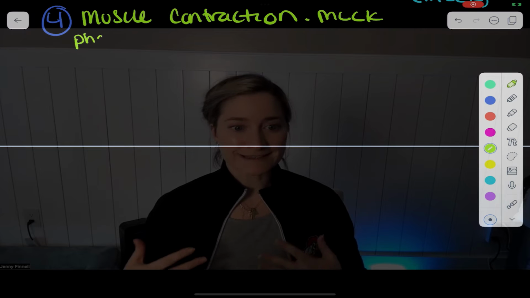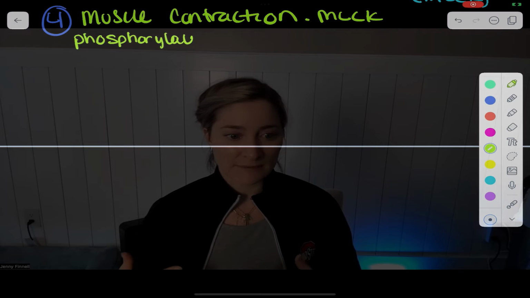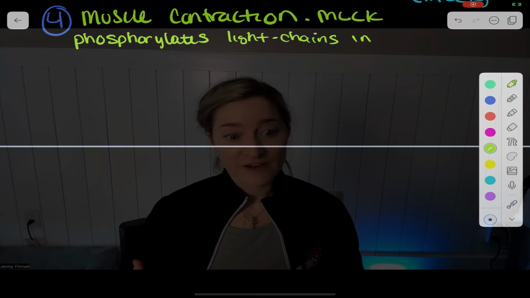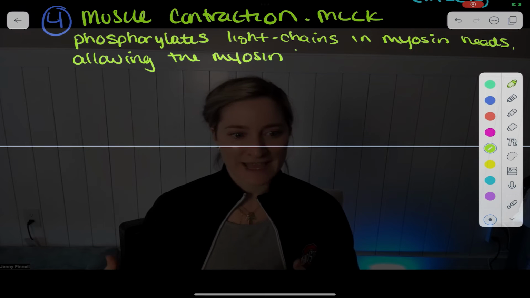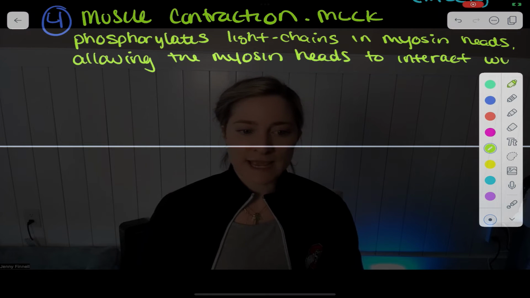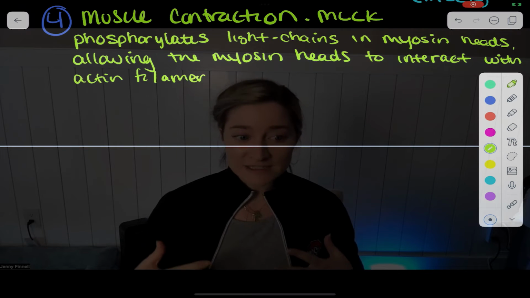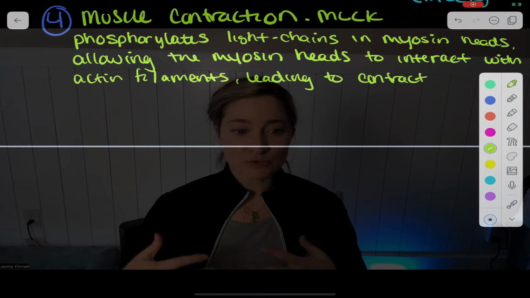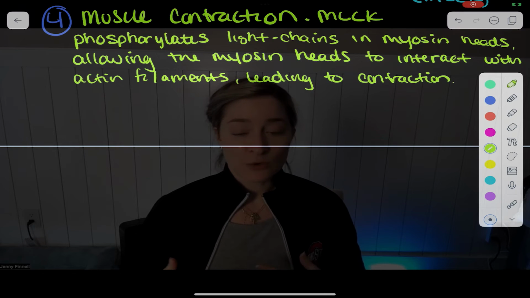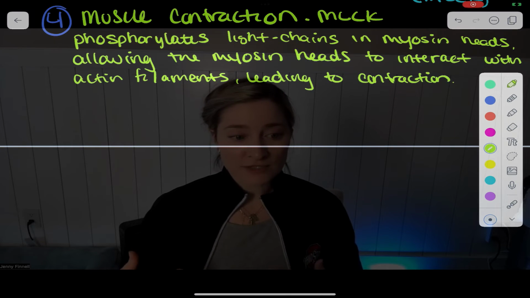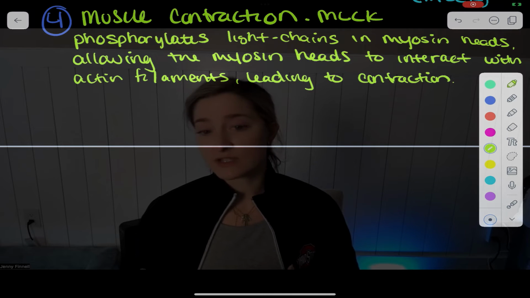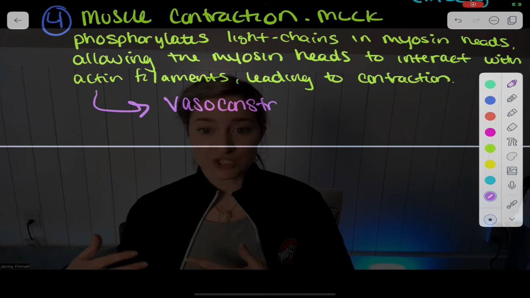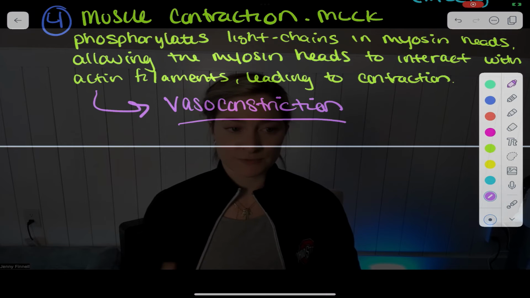So the myosin light chain kinase, the MLCK, phosphorylates light chains in the myosin heads, allowing the myosin heads to interact with actin filaments, leading to contraction. When we're talking about vasopressors, we're looking at vascular smooth muscle. This contraction results in the vasoconstriction that we achieve by giving the vasopressor.